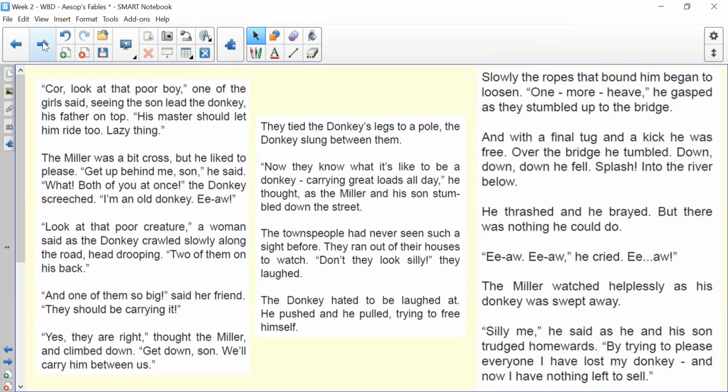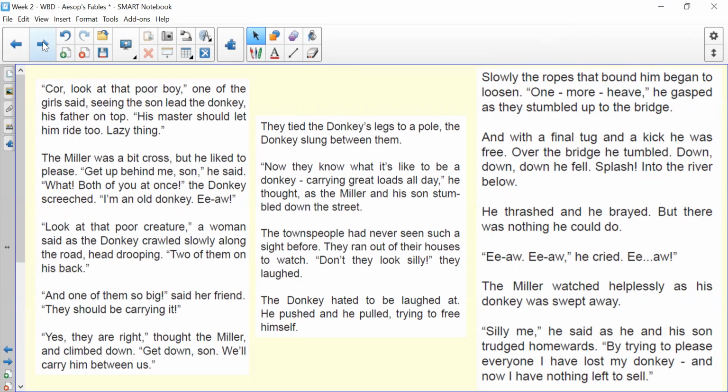"Now they know what it's like to be a donkey, carrying great loads all day," he thought, as the miller and his son stumbled down the street. The townspeople had never seen such a sight before. They ran out of their houses to watch. "Don't they look silly?" they laughed. The donkey hated to be laughed at. He pushed and he pulled, trying to free himself. Slowly, the ropes that bound him began to loosen. "One more heave," he gasped as they stumbled up to the bridge. And with a final tug and a kick, he was free.